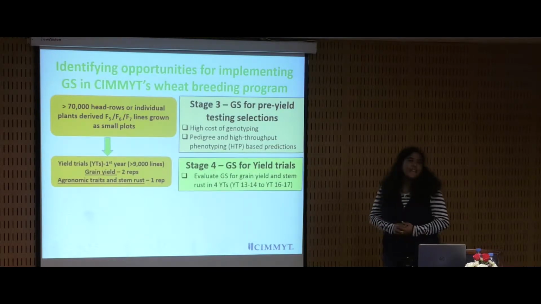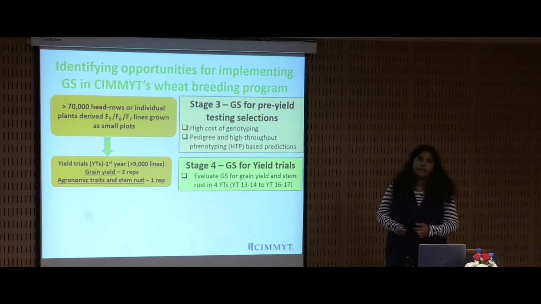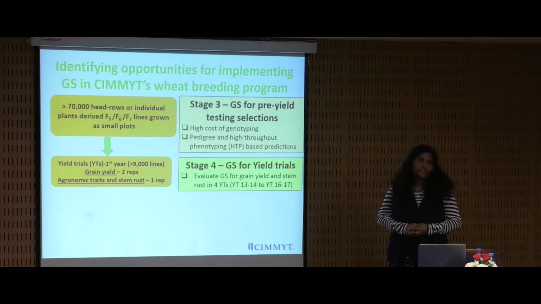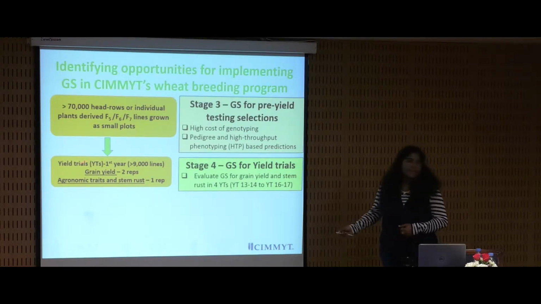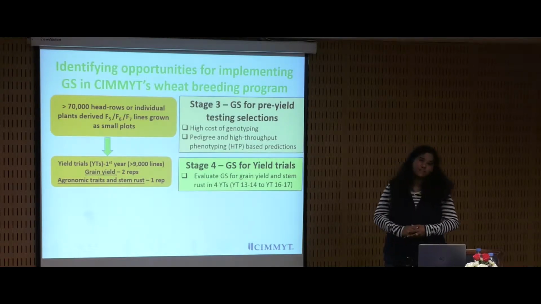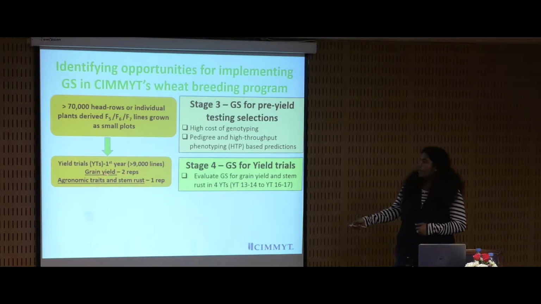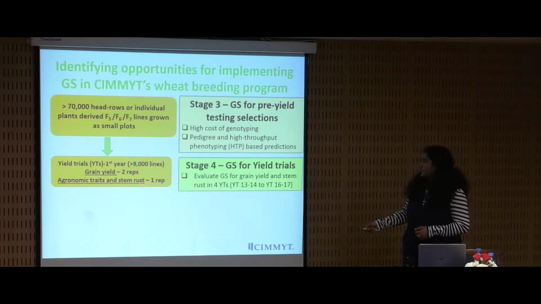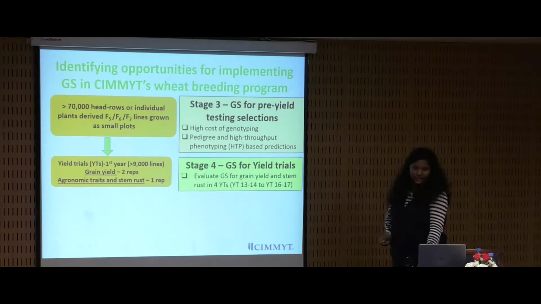And the next stage is the yield trial stage, the first year yield trials. So we have about 9,000 lines in this stage. So as part of the USAID project, we've genotyped all these 9,000 lines for the past 4 years. And this is done in collaboration with Jesse Poland from Kansas State. And we do have data for grain yield, agronomic traits, and stem rust in this stage. So we have currently tested GS at the yield trial stage.